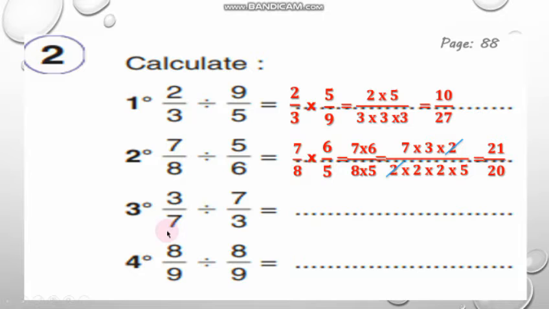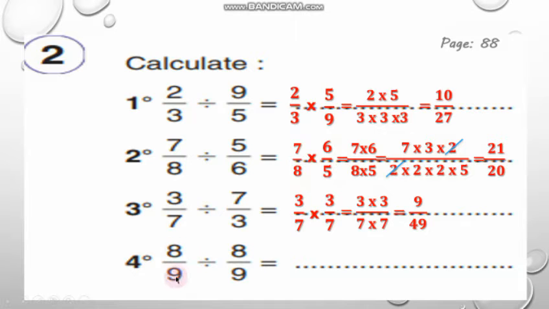Now I have 3 over 7 divided by 7 over 3. So I write 3 over 7 as it is times 3 over 7. I write the inverse of the second fraction. Now I write 3 times 3 over 7 times 7 equals 9 over 49.